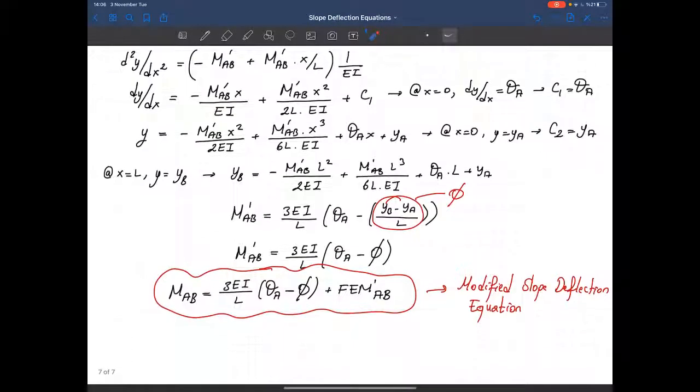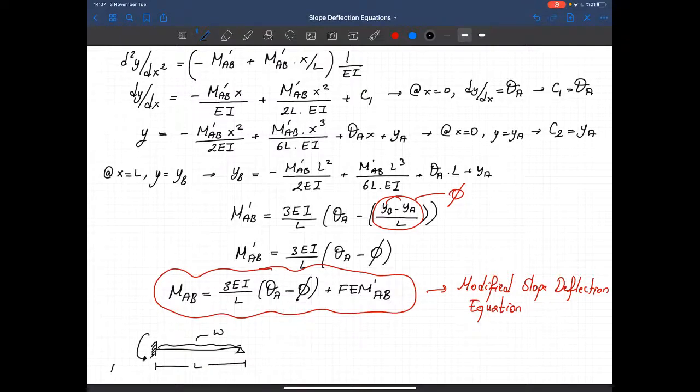Okay, so it gives us one unknown less in the solutions. And as a final remark, you can repeat the same procedure, but if you have a uniformly distributed load, this is L, this is W, and we have the fixed moment AB. If you repeat the same procedure for this condition, you will obtain the fixed moment AB as equal to WL square over 8.